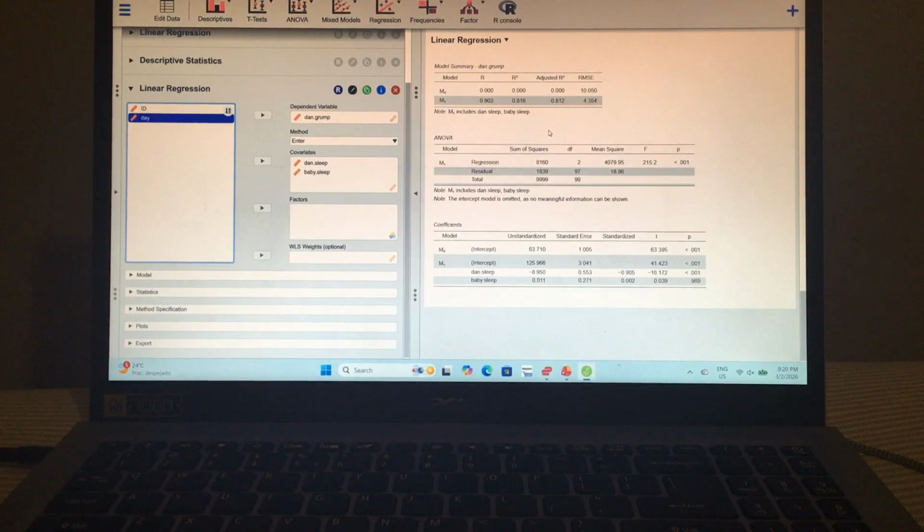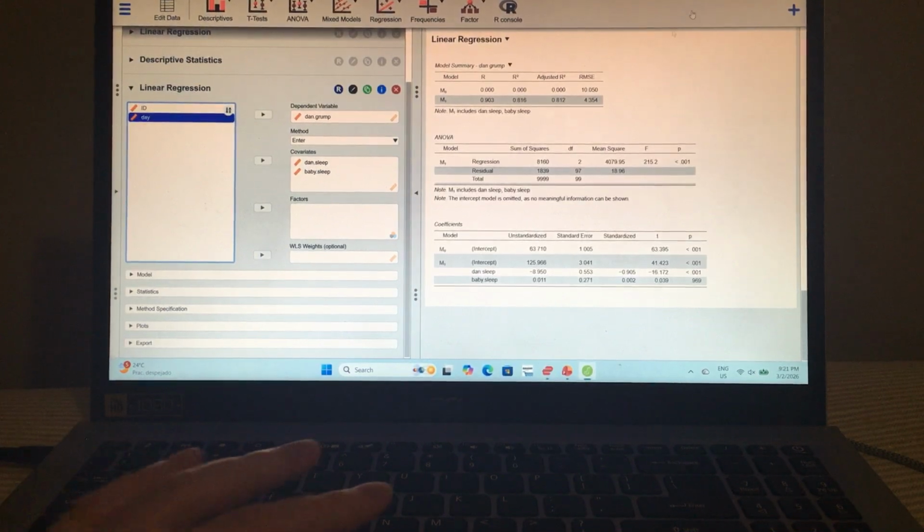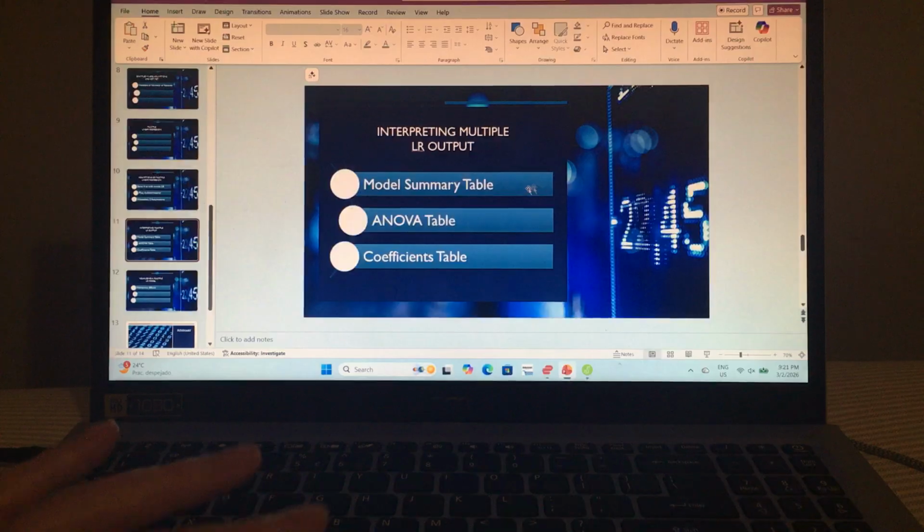So interaction effects are often very important when understanding complex relationships in psychological research. They allow researchers to explore how the different variables work together to influence outcomes, and they provide a more nuanced view of your data. So let's go and summarize.